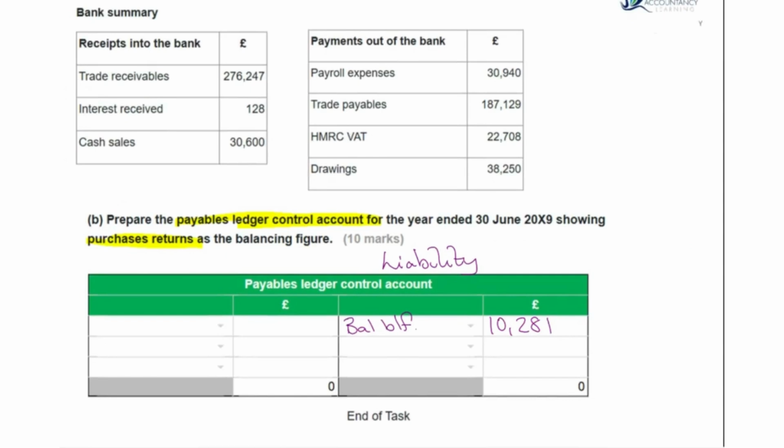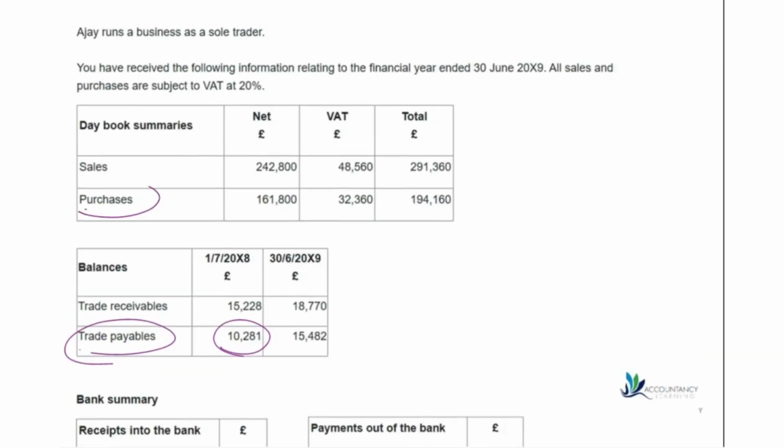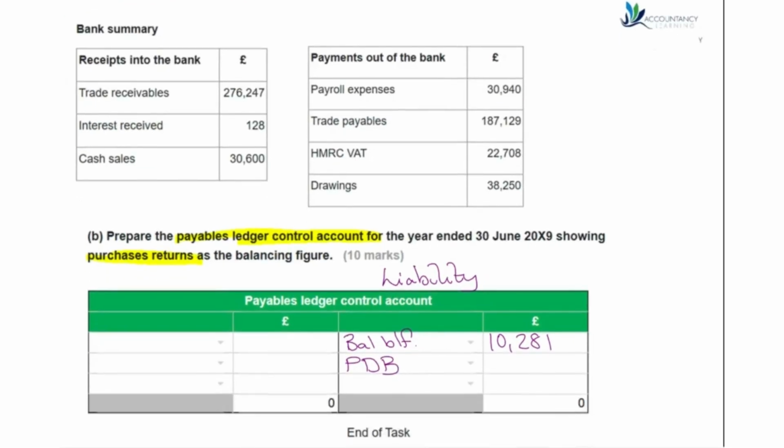Now, what's going to increase our balance is going to be the additional purchases that we make on credit. So to increase that liability, we'll have our purchases daybook. So we've got our daybook summary purchases, and it's going to be the total amount. So we can add that in there.